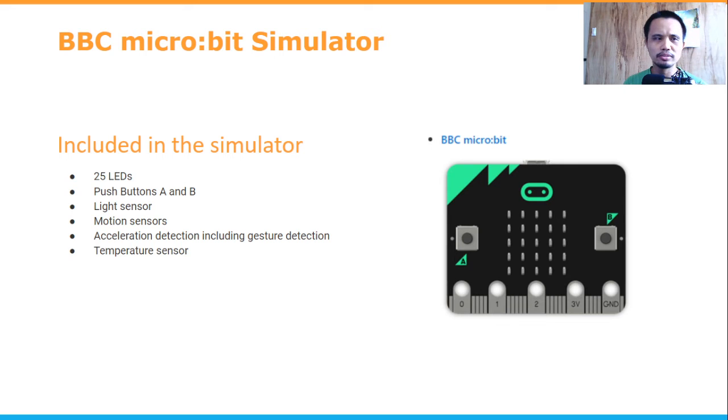For the BBC micro:bit simulator, it includes the 25 LEDs. If you notice on the screen, it also has the push buttons A and B, light sensor, the motion sensors, acceleration detection, including the gesture detection. So you could use it to detect a certain movement of your hand. And then lastly, the temperature sensor.